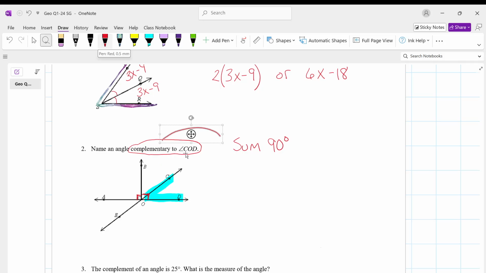So complementary to COD would be angle right here, this yellow one, COB. All right, complementary means that the two angle measures added together equals 90 degrees. Well, if you combine those two angles, you get this 90-degree angle right here.